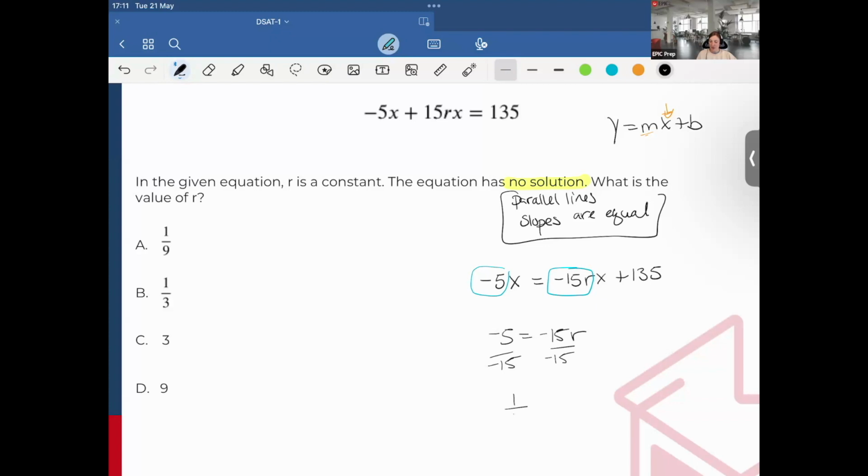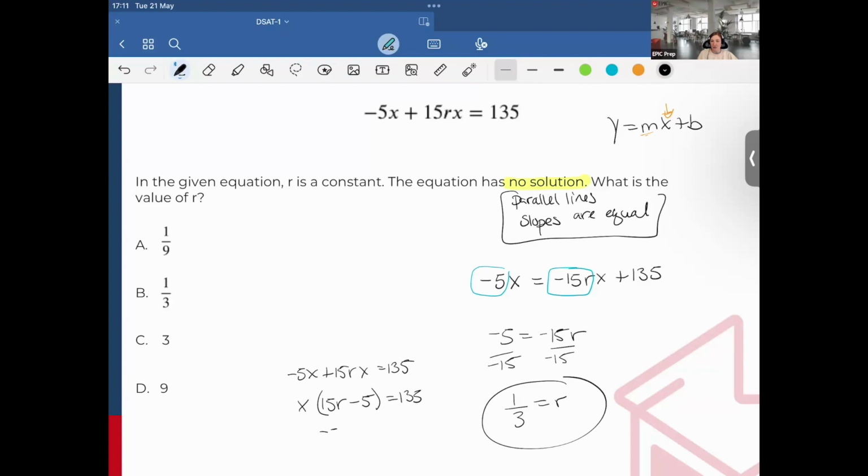And then 1/3 would be equal to r. And that's the answer. An alternative way would also be to ask, when would an equation have no solution? If the two sides of the equation don't equal each other, they give an impossibility. So I could have also said, okay, negative 5x plus 15rx equals 135. I can factor out the x, so 15r minus 5 equals 135.